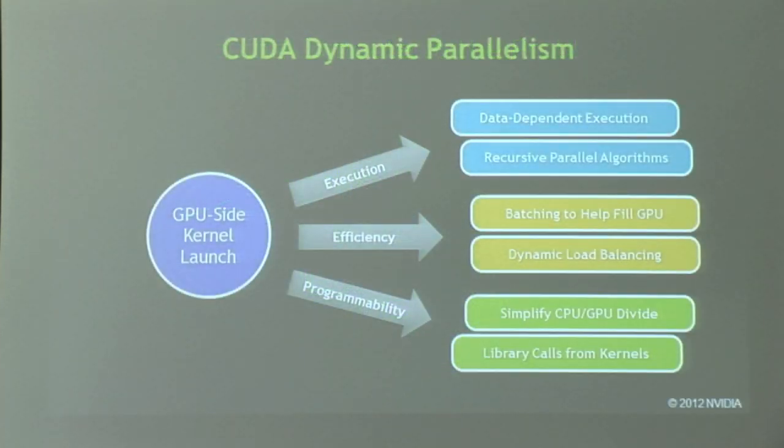This is a case where my demo didn't work. So again, it's just data-dependent execution. Now you can actually, depending on your data, decide what your code is going to do, which wasn't possible before. Again, recursive parallel algorithms. Now it's really easy to write Qsort. Basically, it looks just like you would write it on the CPU.